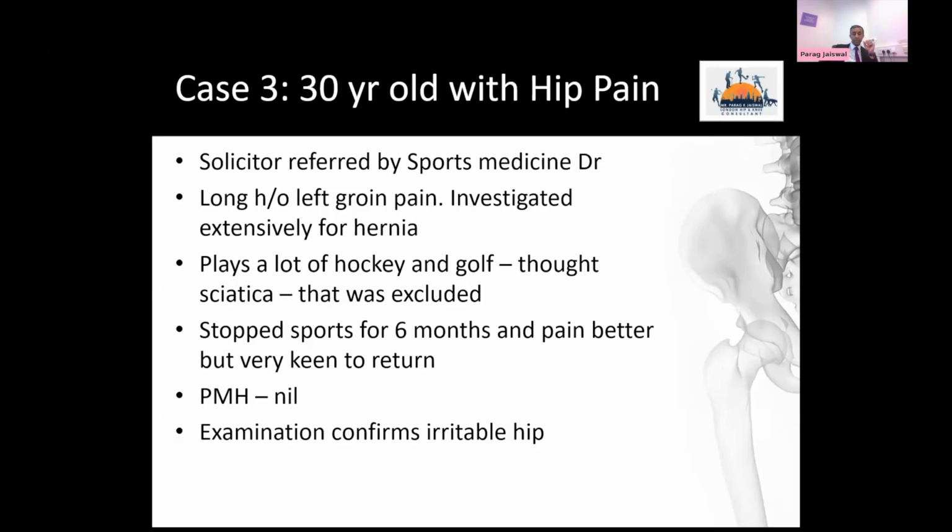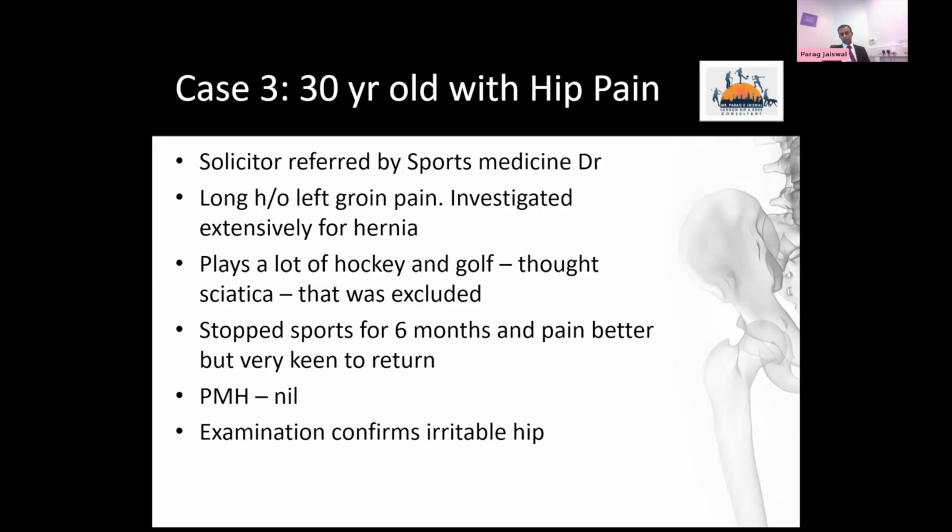He was an avid hockey player, which involves a lot of pivoting on that hip. He also played golf. And interestingly, his pain radiated down the thigh from the groin to the knee. So then they thought it was sciatica. So then he had an MRI scan of his lumbar spine, which was negative. Eventually, the sports doctor, well, first of all, sent him to me because he thought his hip movements were irritable. And what was interesting is that he stopped playing sports for 6 months and his pain got better, but he was super keen to return to sports. That was his way of dealing with mental health, etc.